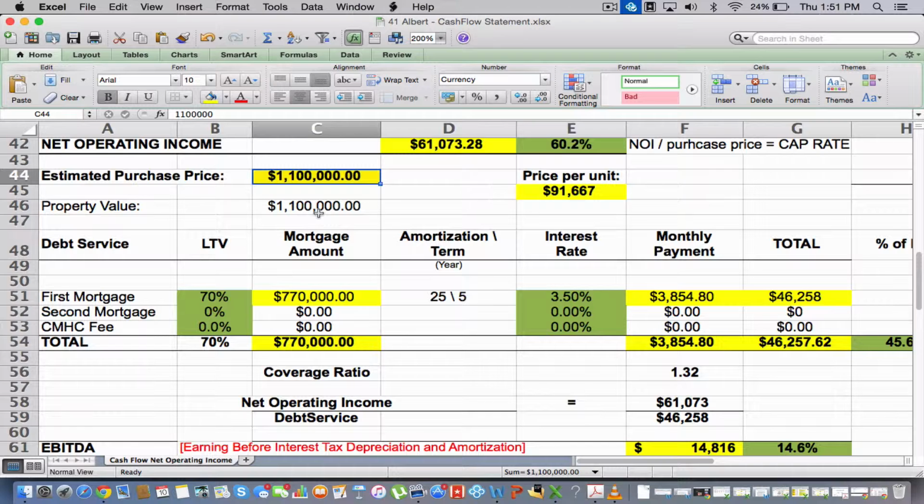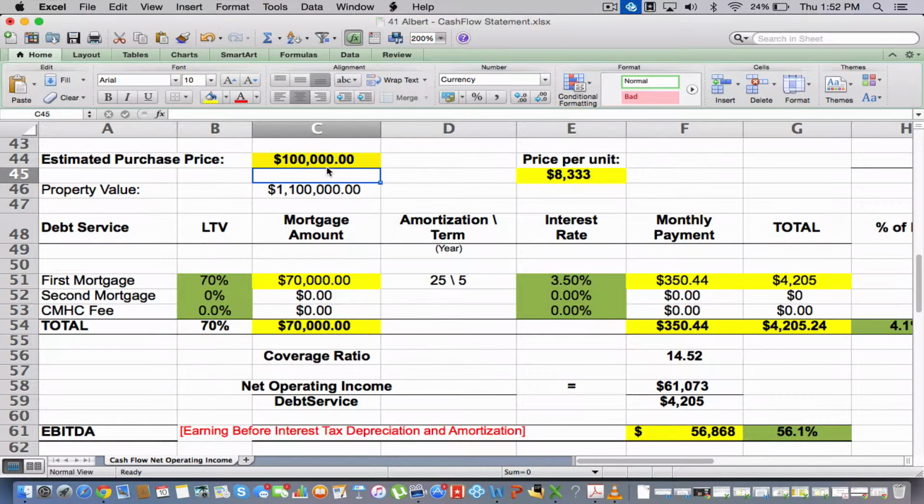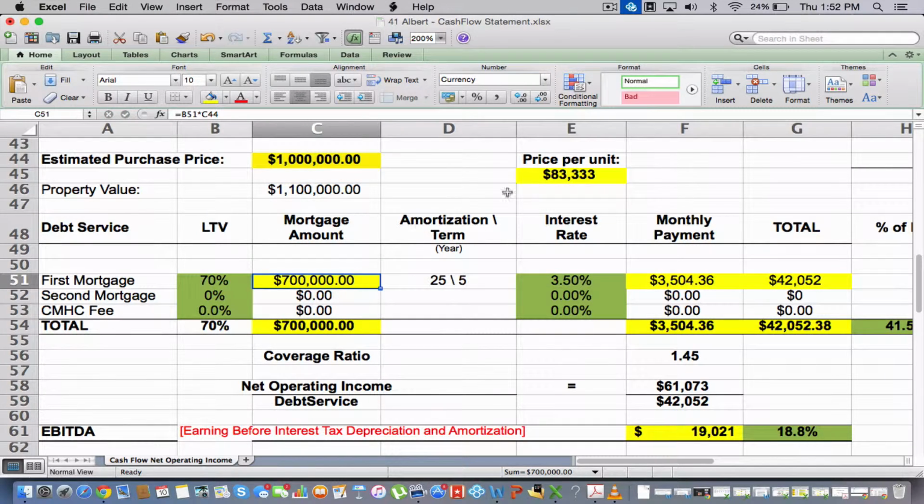So this particular property was listed at $1,140,000, and I just put in an estimated purchase price of 1.1 million. Again, you can put in whatever you want. But as you adjust this purchase price, numbers will begin to change on the spreadsheet. You can see that the first mortgage number changed. That should say a million. The first mortgage number will change, and the price per unit number will change.